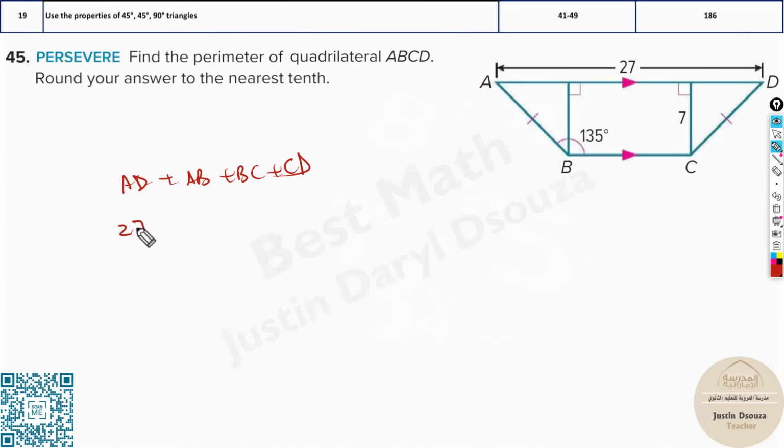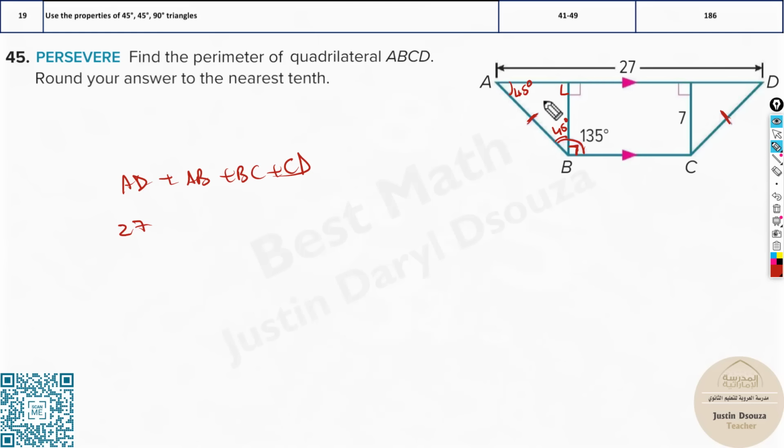AD is given as 27. Now, what about the other sides? We know this is equal. So let's only focus on one of the triangles. This angle is given as 135. How much is this? 90. So the remaining part is 45. If this is 45, this is 90, this has to be 45 degrees.